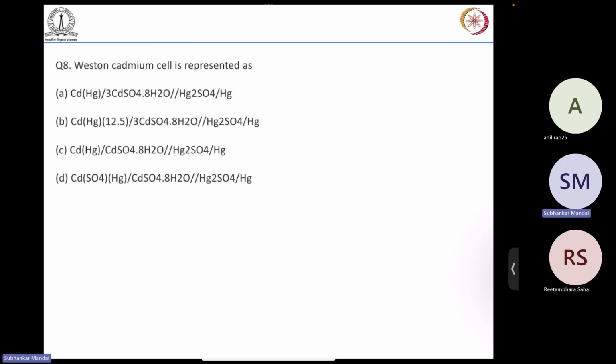So you can go to the next question. Weston cadmium cell is represented as, so these are basically all cell reactions. I can write here, cell reaction. So how can we represent the Weston cadmium cell? What will be the answer?